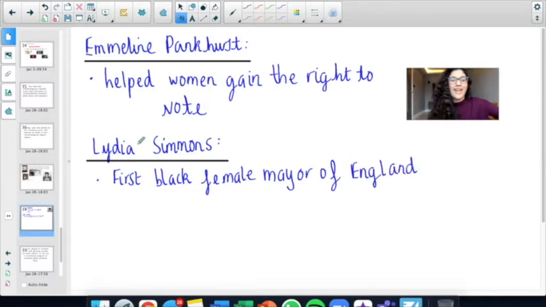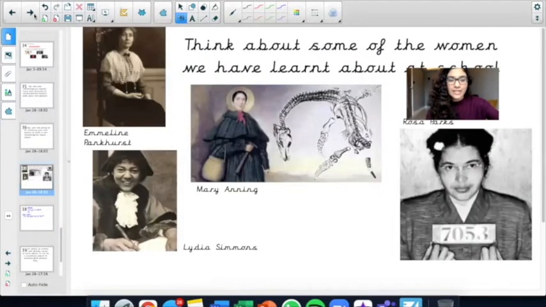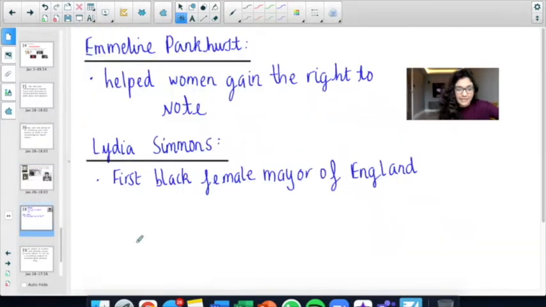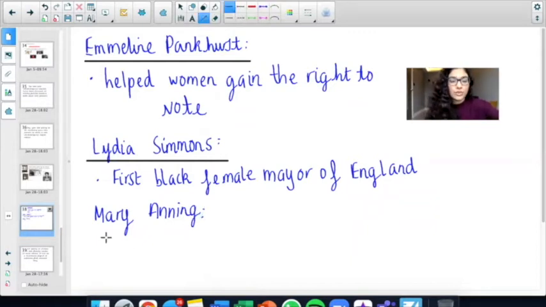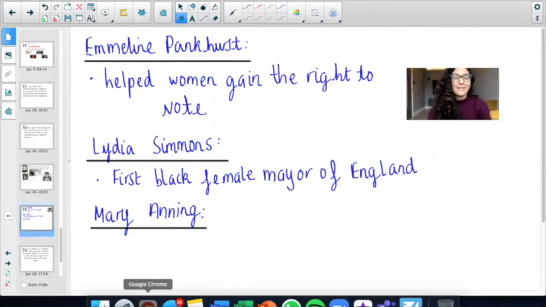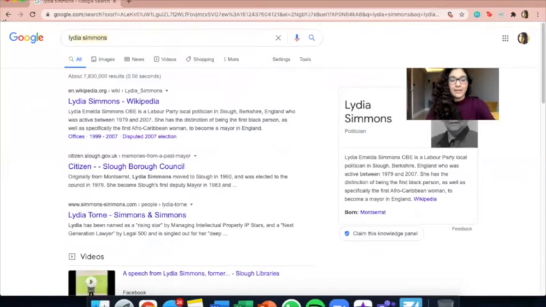There we go. And then the next person is Mary Anning. So don't forget your capital letters. Mary Anning. And then underline. This tool is making my work so much neater. That's how I feel when you use rulers, boys and girls. So Mary Anning. I'm going to type her name in.